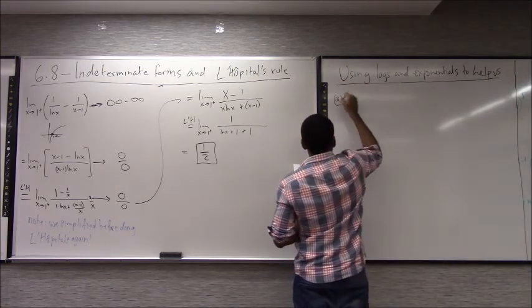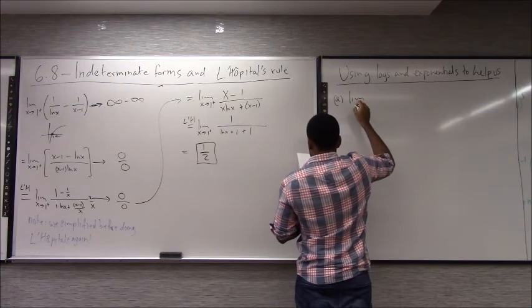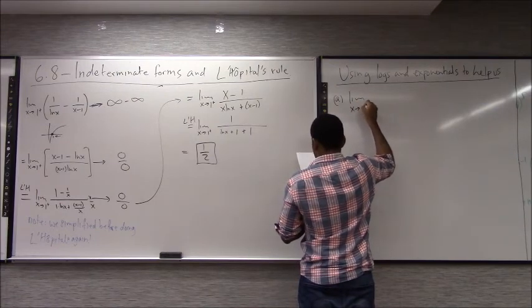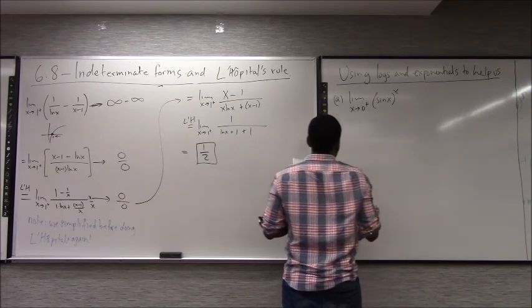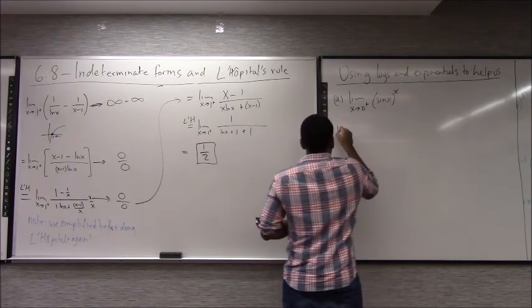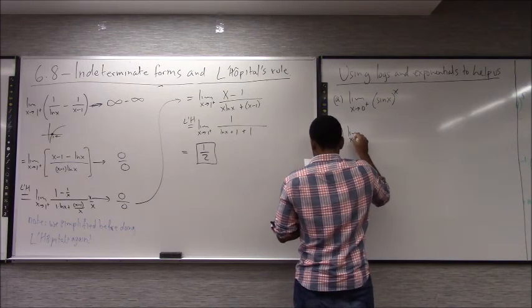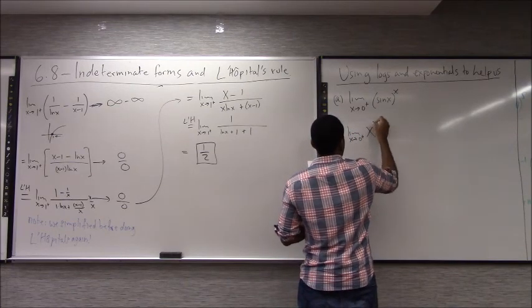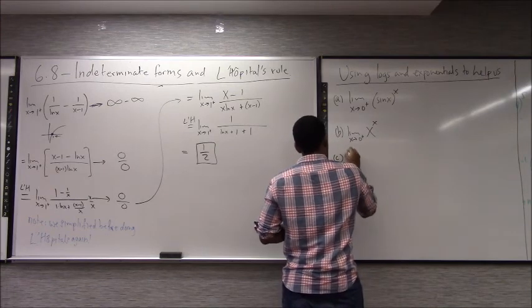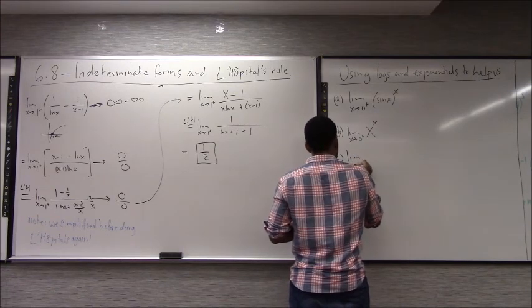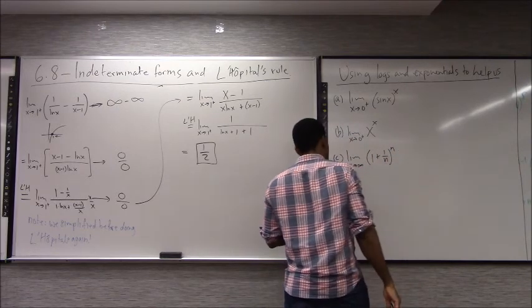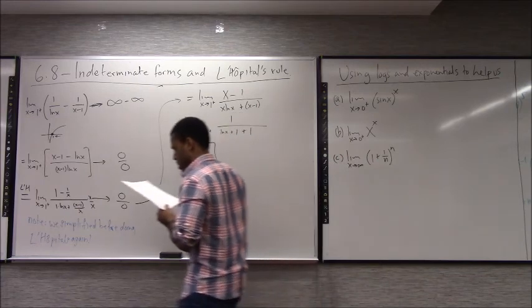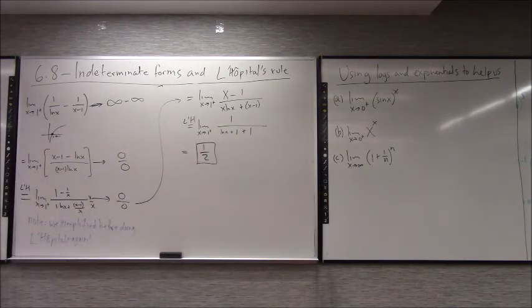So look at these examples. Limit as x approaches 0 from the right of sine x raised to the x power. Or limit... This was probably the first example I should have done. x raised to the x power. The limit as x approaches infinity. These are the last three examples.